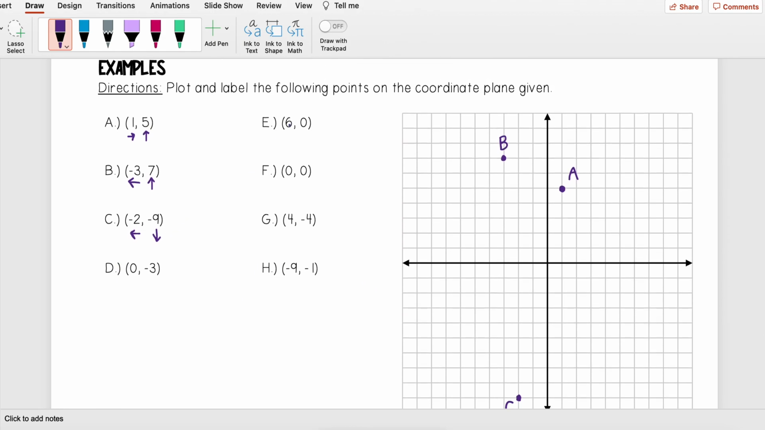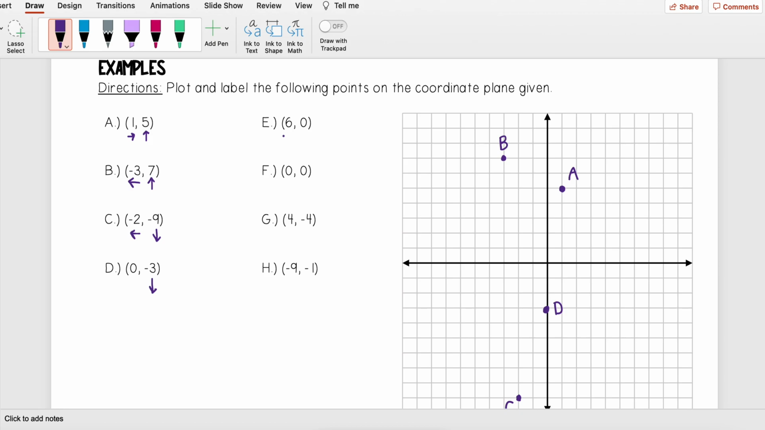Okay, so for D and E, these ones are a little bit more tricky. I always have students that mix these up. So here, since 0 is my first coordinate, and that tells me how much I'm going right or left, 0 means I'm not going right or left. I am staying put. But the -3 tells me I'm going down 3. So starting at the origin, 0 tells me I'm not moving to the right or left, but I am moving down 3. And so I get my point right here.